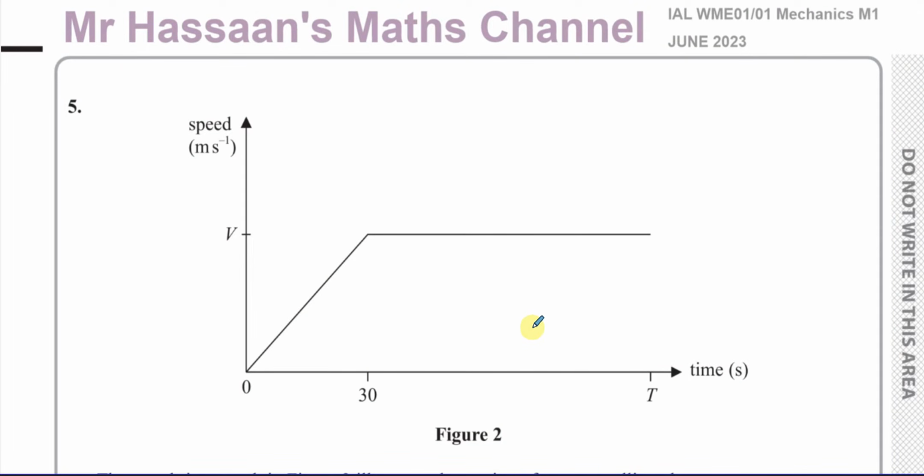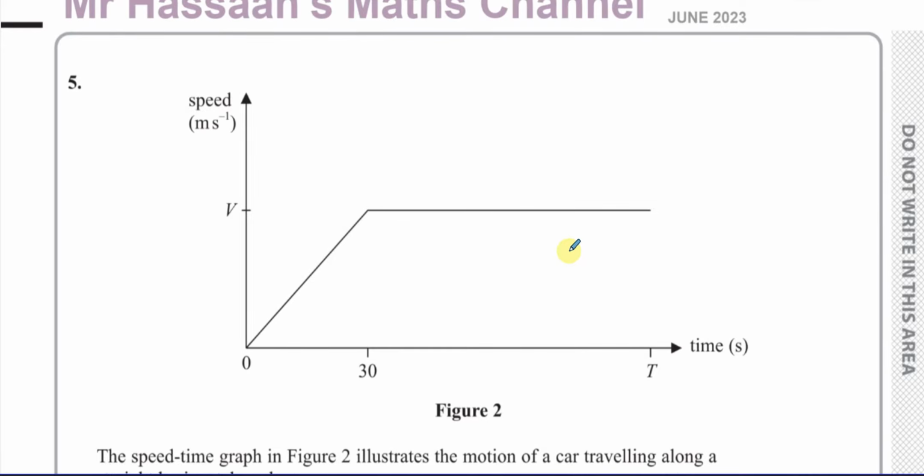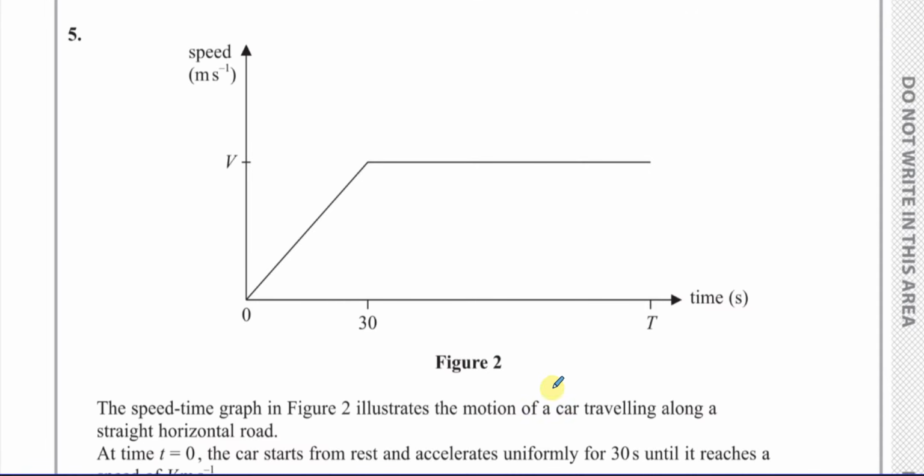Now this question is question number 5 from the June 2023 International A-Level Edexcel Mechanics M1 exam. This question here is about speed time graphs, and we're given the speed time graph which is already drawn for us, and it tells us about the motion of a car traveling along a straight horizontal road.